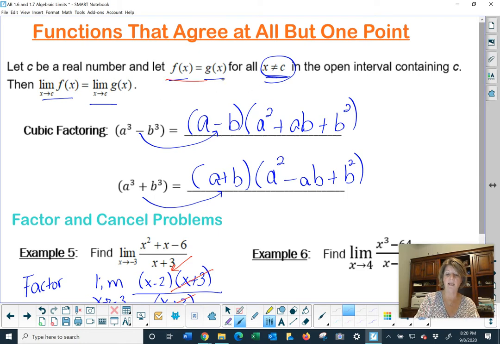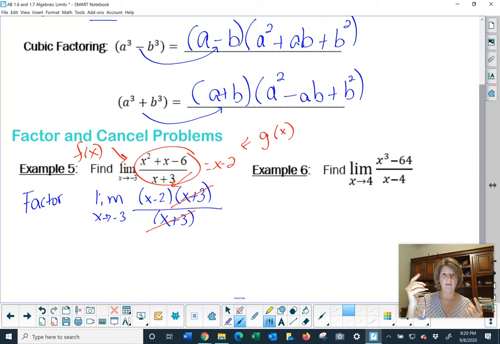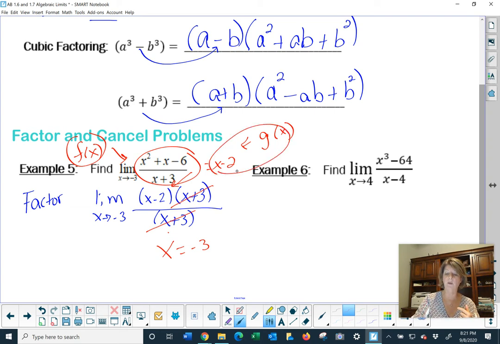rule up here talked about f being equal to g at all but x when x is c, this would be the case. So this function really does simplify down to an x minus 2. So this is what they're talking about. Let this be g of x, and this is my function f of x, and f of x is equal to g of x everywhere except when x is negative 3, because obviously x equals negative 3 does not work for f of x, but would work as a domain value for g of x.